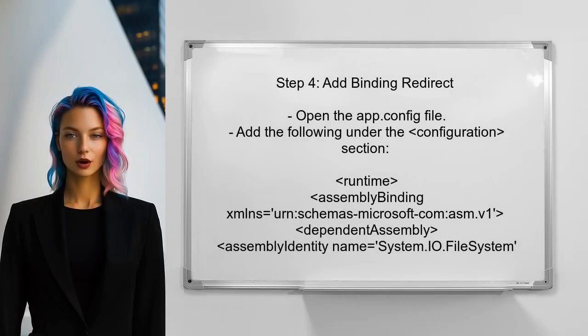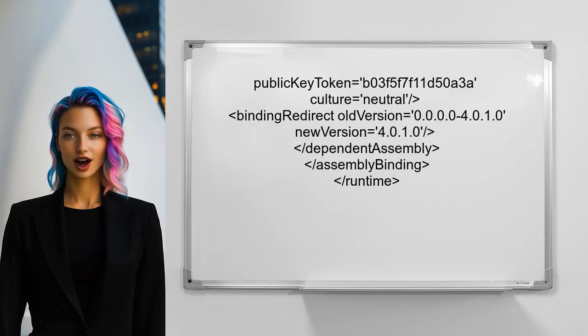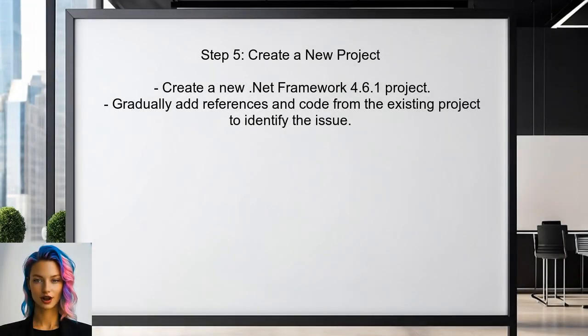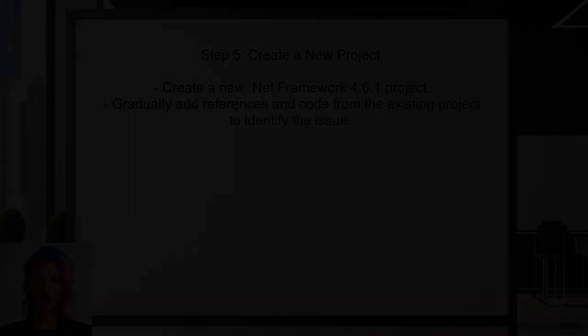Additionally, the user can try adding a binding redirect in the app.config file of the .NET Framework application. This can help direct the application to the correct assembly version. Finally, if the issue persists, the user may want to consider creating a new .NET Framework project and gradually adding references and code from the existing project. This can help isolate the problem.